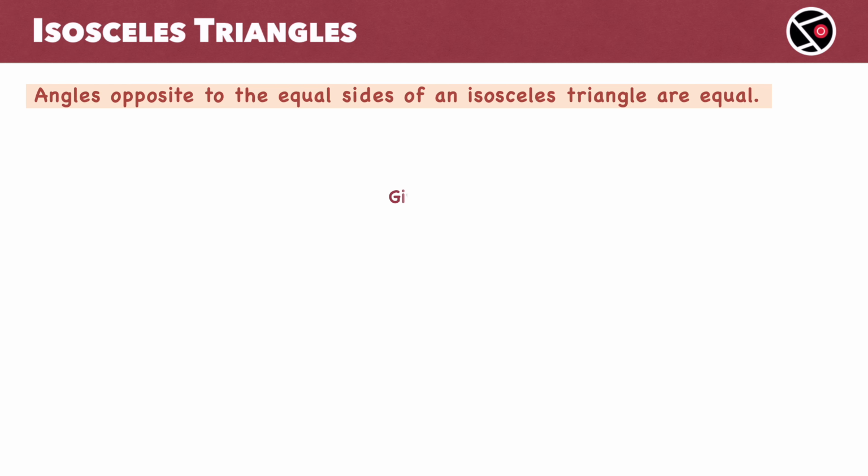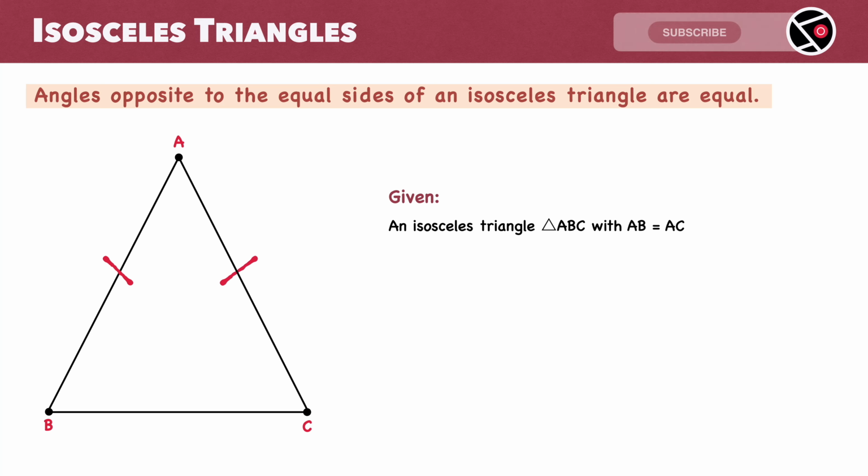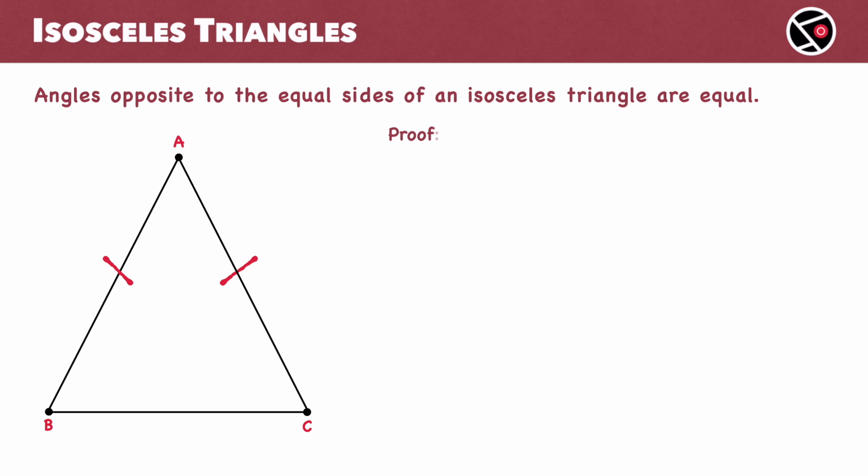So, what do we have? We have an isosceles triangle ABC with side AB equal to side AC. Our goal is to prove that angle ABC is equal to angle ACB. Now, let's move to the proof.